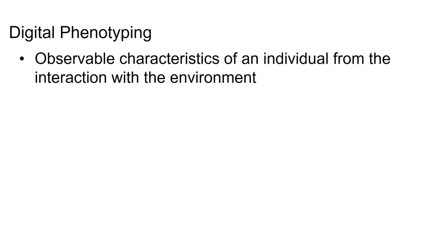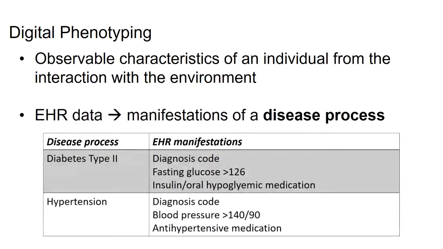So this concept of digital phenotyping, it's not just in anesthesia. It's pervasive across all of electronic health records. But basically, it's just a way to observe a specific characteristic of a patient through their interactions with the environment. And in electronic health record data, this often is the manifestations of a disease process. So just two quick examples.